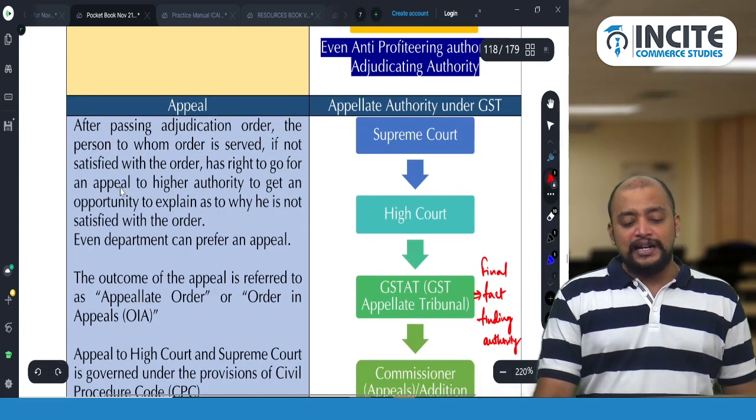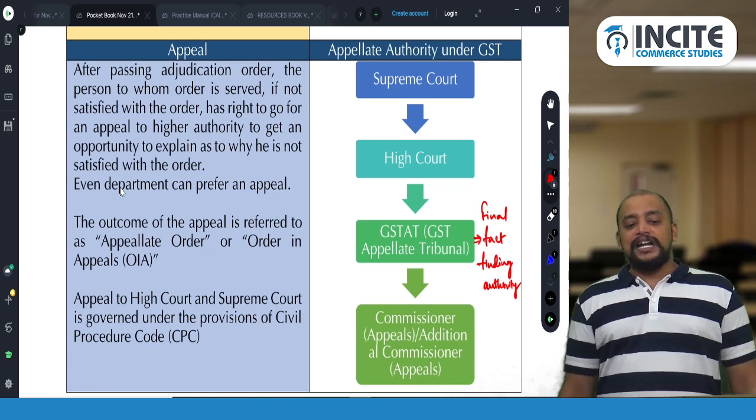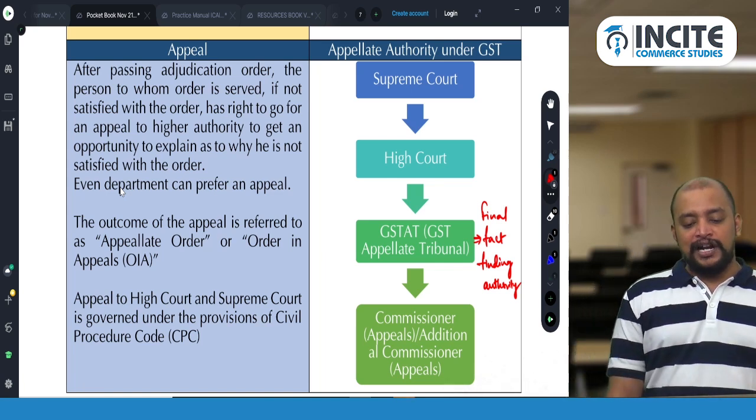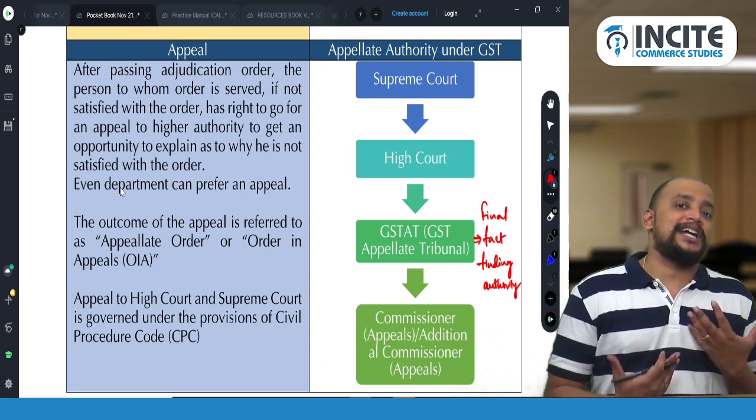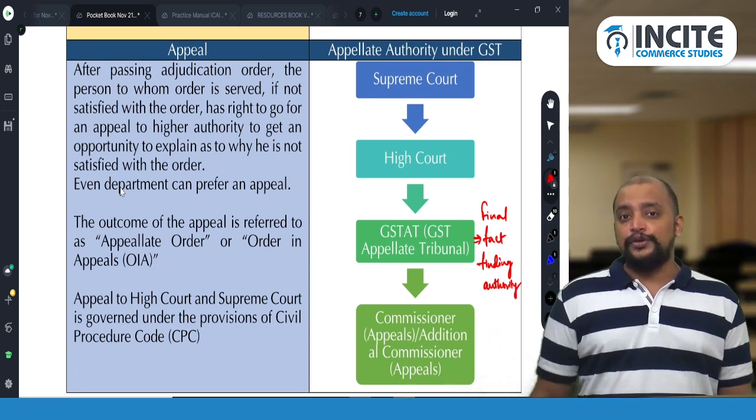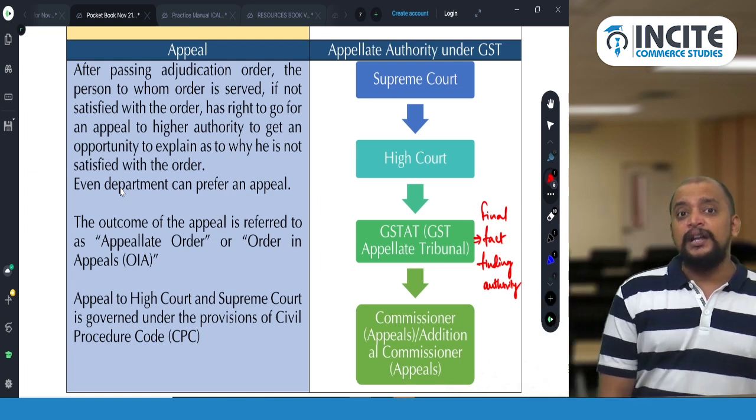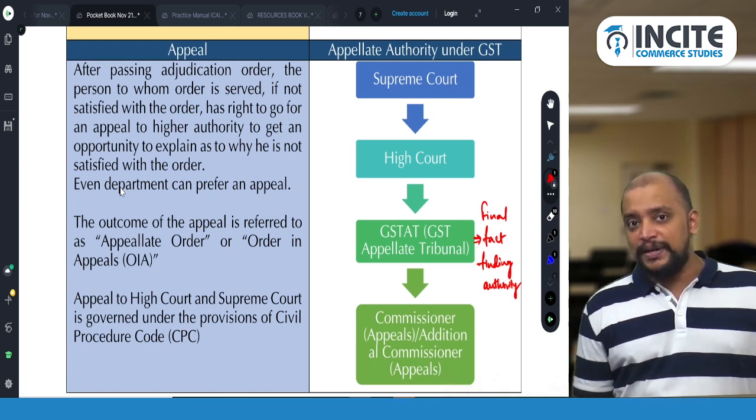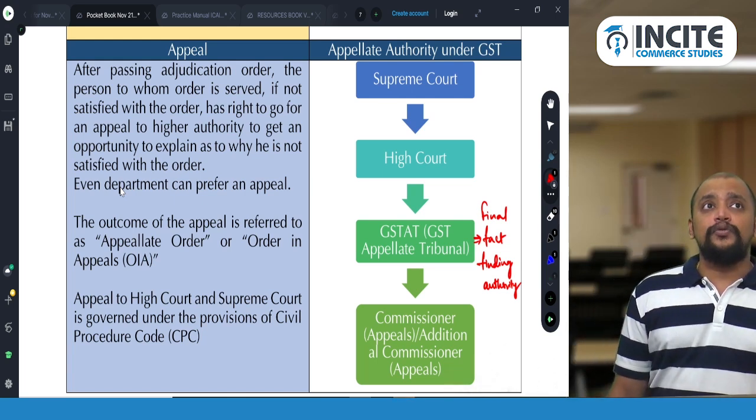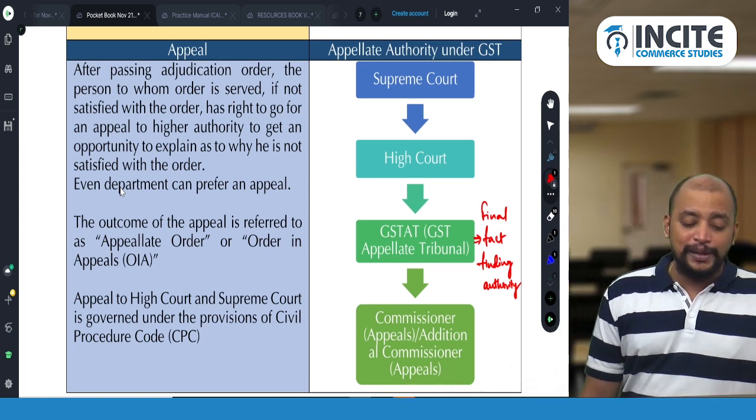So after passing the adjudication order, the person to whom the order is served, if not satisfied with the order, has the right to go for an appeal to the higher authority, to get an opportunity to explain why he is not satisfied with that order. That's what I told you, redressal mechanism. Even the department also can prefer an appeal. The outcome of the appeal is known as appellate order or order in appeals. Okay, OIA. OIO refers to order in original, the adjudication order, whereas OIA refers to the appellate order.